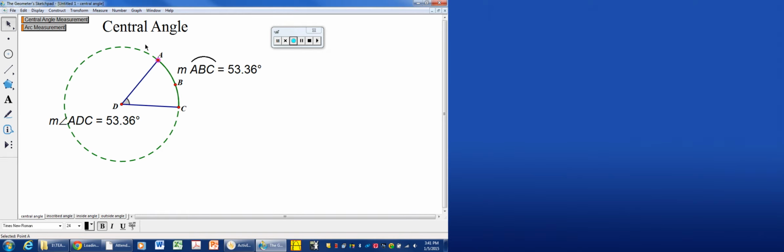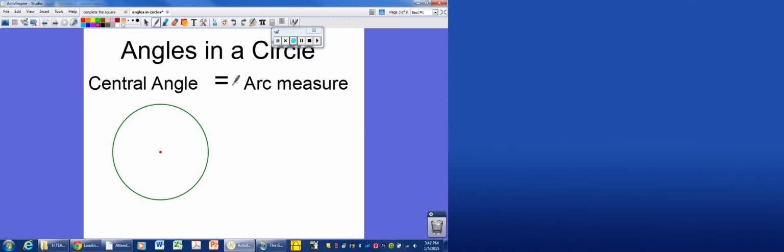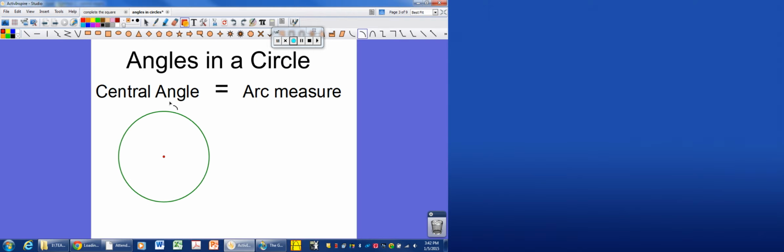So that's how the central angle relates to its arc. The central angle is equal to the arc measure. The angle formed in the center of your circle has the same measure as the arc out there. So let's put some formality to it.